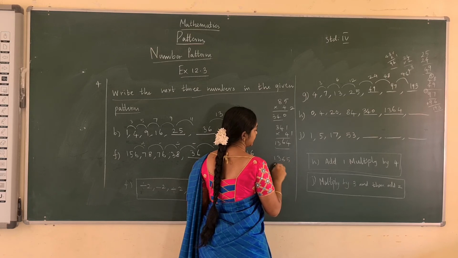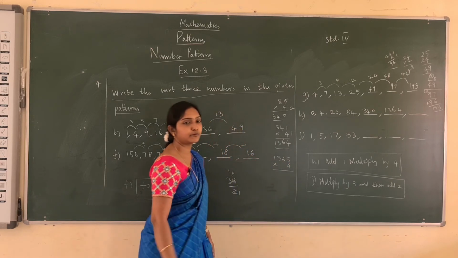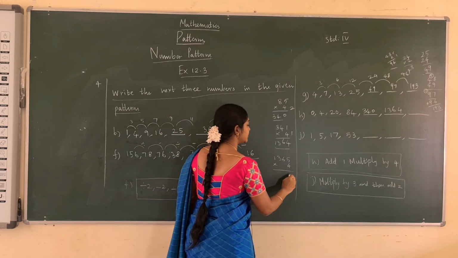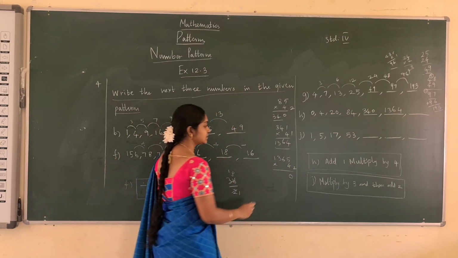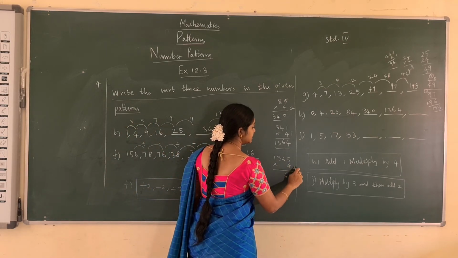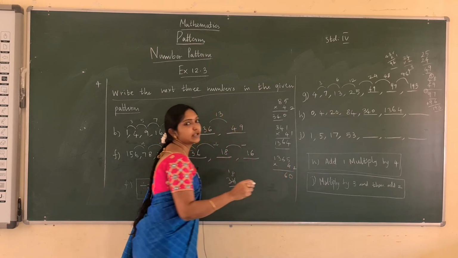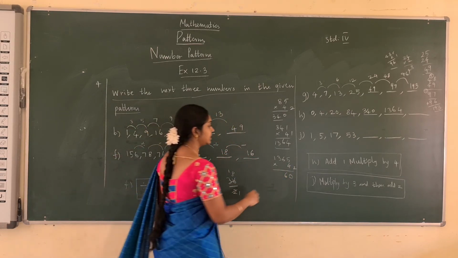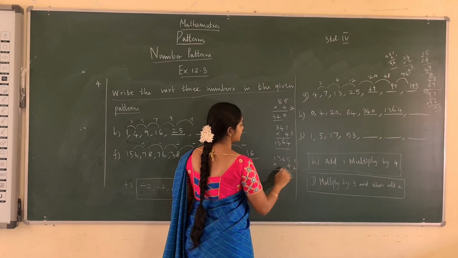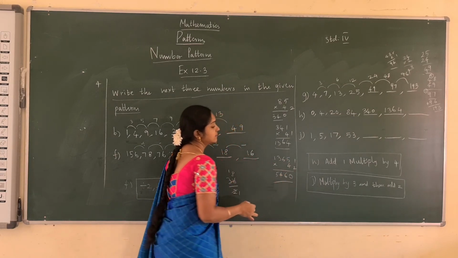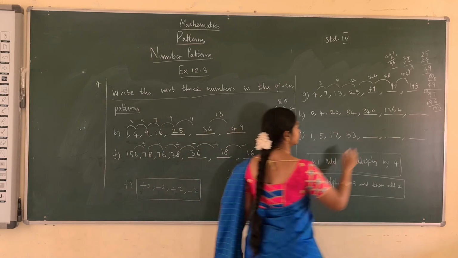Next, 1365. We have to add 1 and multiply it by 4. 5 4s are 20. 2 is remaining. 6 4s are 24. So it is 26. 2 is remaining. 4 3s are 12. 12 plus 2 is 14. 1 is remaining. 1 4 is 4. 4 plus 1 is 5. So it is 5460.